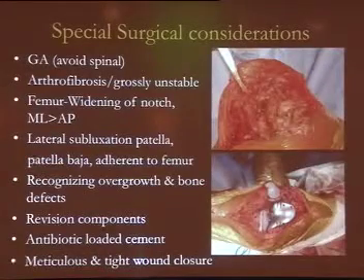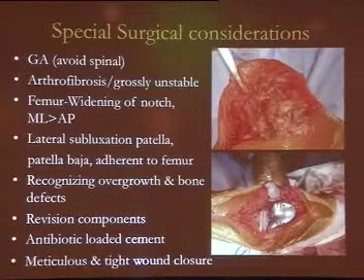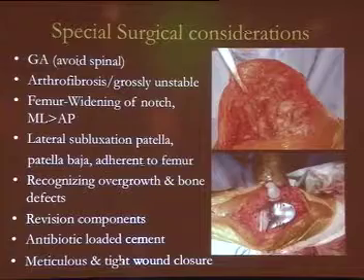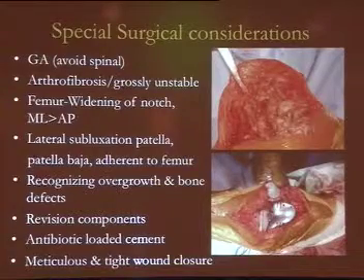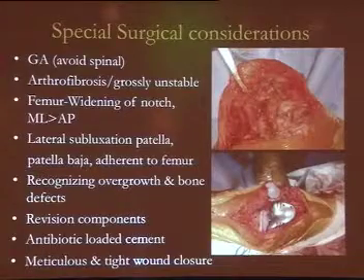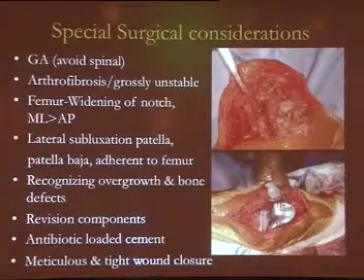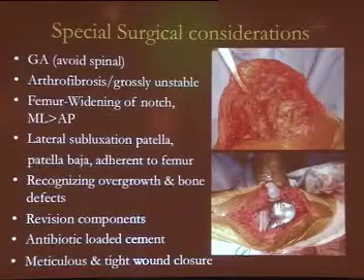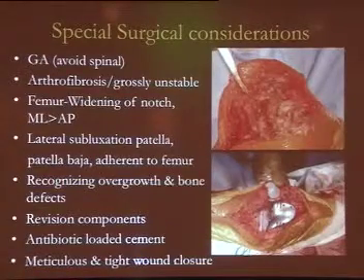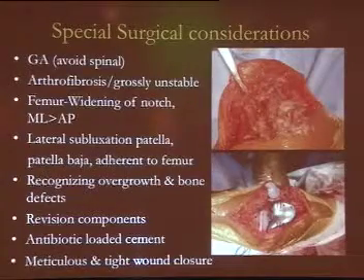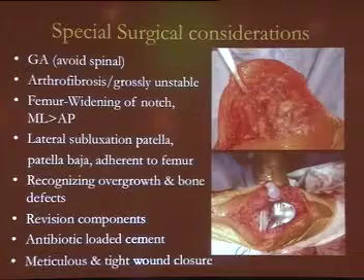Among the special surgical considerations, we avoided spinal anesthesia because of hemophilia, to prevent a bleed. The spectrum varied from arthrofibrosis to a grossly unstable joint, with widening of the femoral intercondylar notch. The mediolateral diameter was more than the anteroposterior diameter. There was a high-riding patella or patella baja, and sometimes the patella was adherent to the femur. You need to recognize bony overgrowth, and at certain places you need to recognize the bony defects also. One needs to keep the revision components on standby on the table.